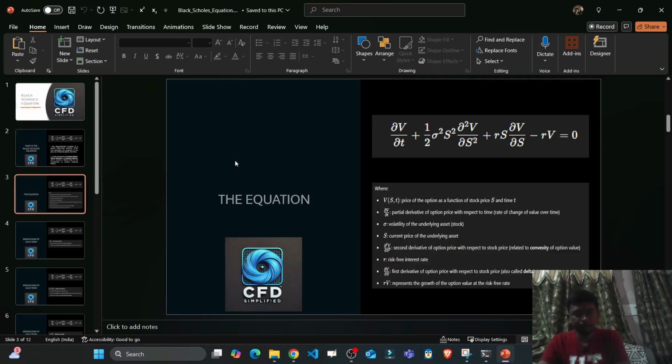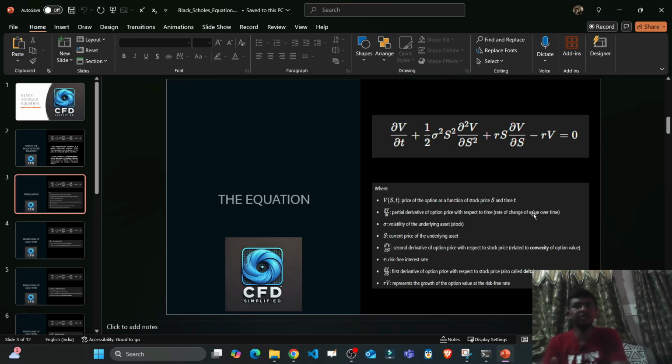This is the equation as you've already seen. Now what is V? V is basically the price of the option as a function of stock price S and time T. I will explain what an option is and what stock price is. Don't worry, just try to listen to what these are, and then I'll explain each and every part of this. V is the price of the option as a function of stock price S and time T.